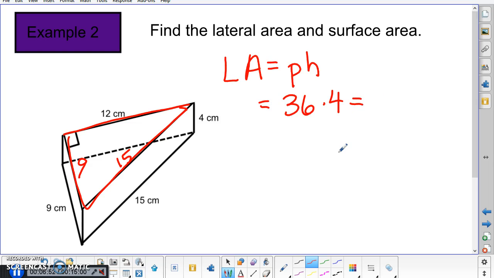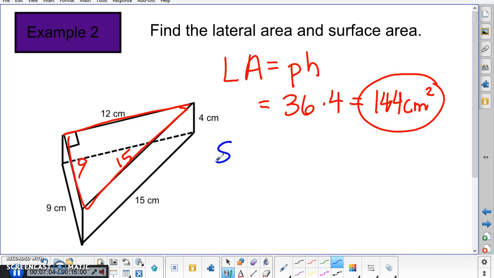And 36 times 4, 144 centimeters squared. Let's go on to our surface area.